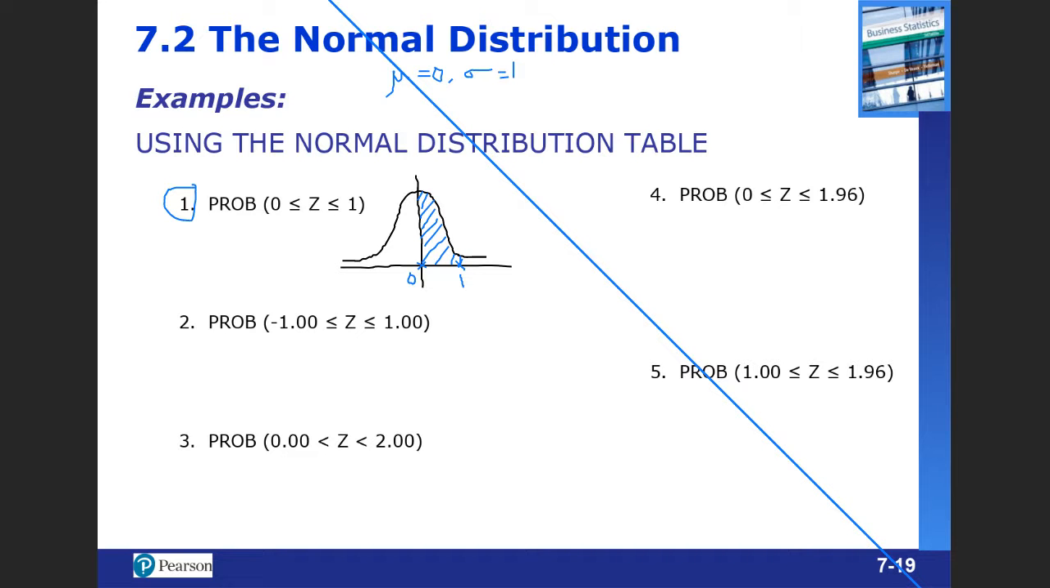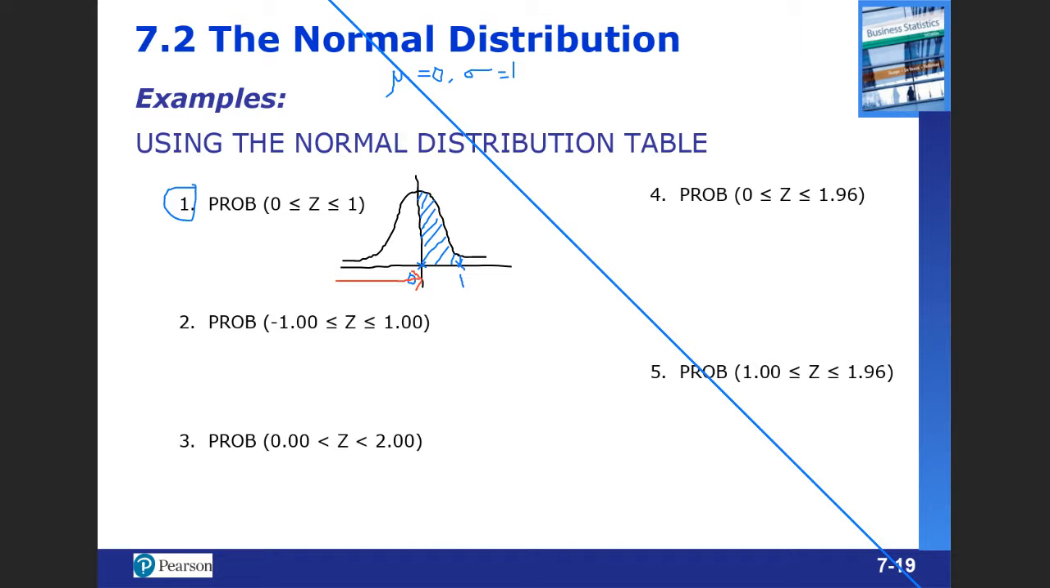There's one thing I can get immediately when I look at this graph. I know this is symmetric. I know the entire probability under the curve is equal to 100% or 1. So that means half this area should be equal to what value, Anna? So from negative infinity up to 0, what should that area be equal to?